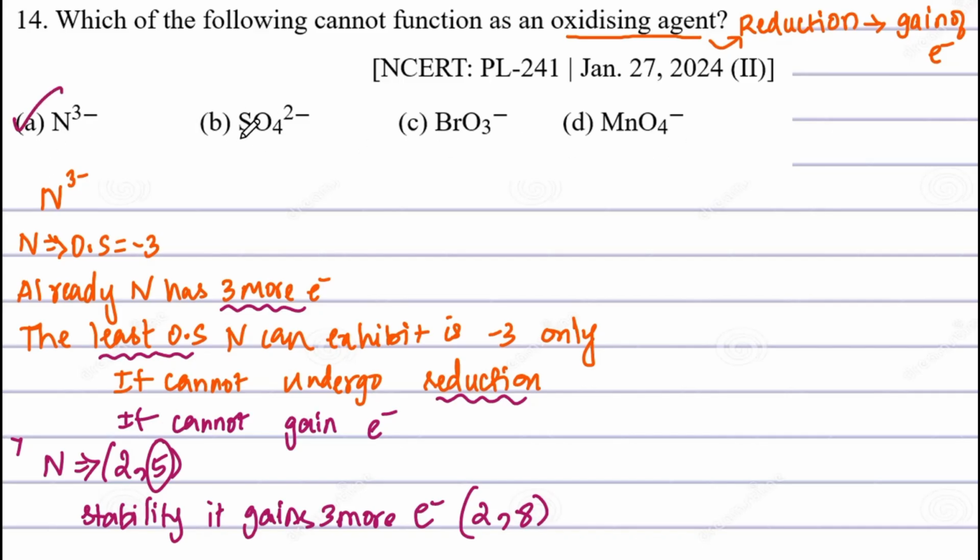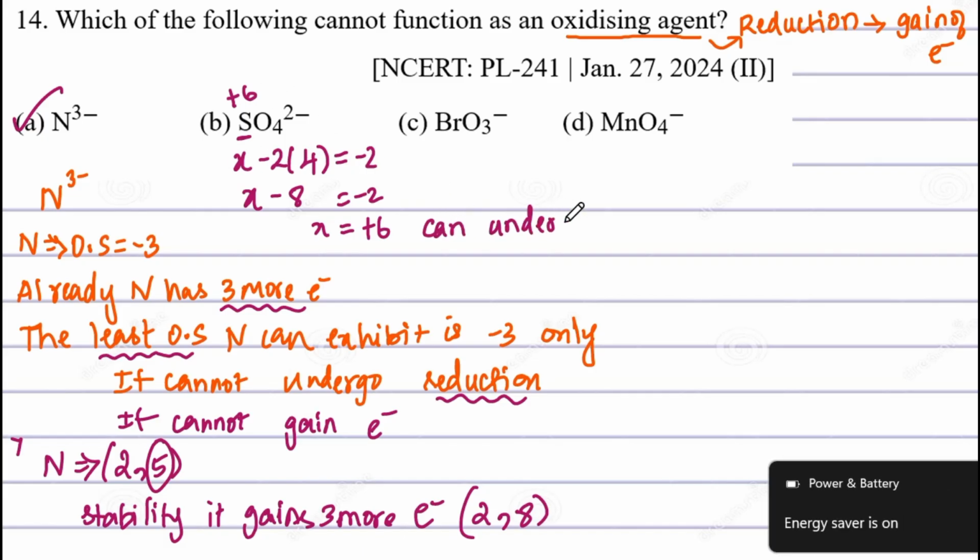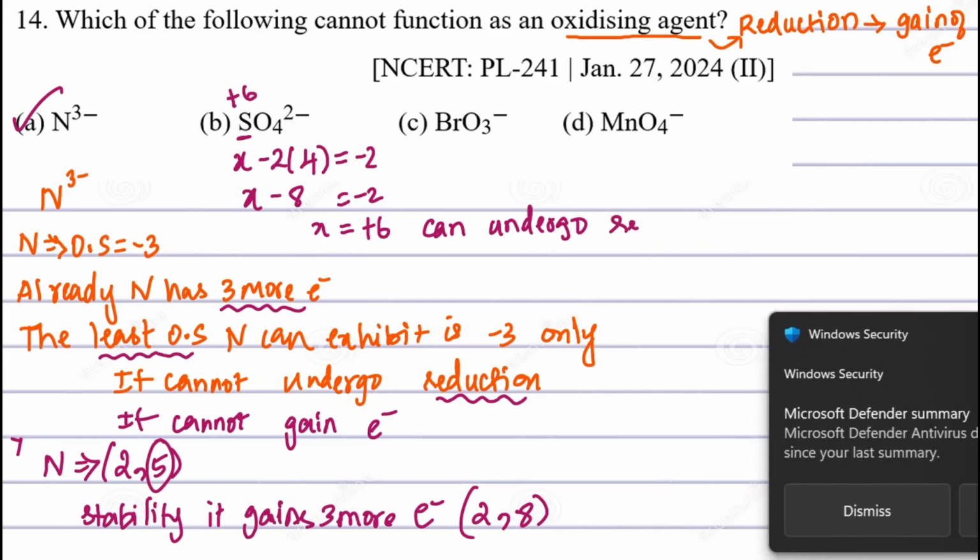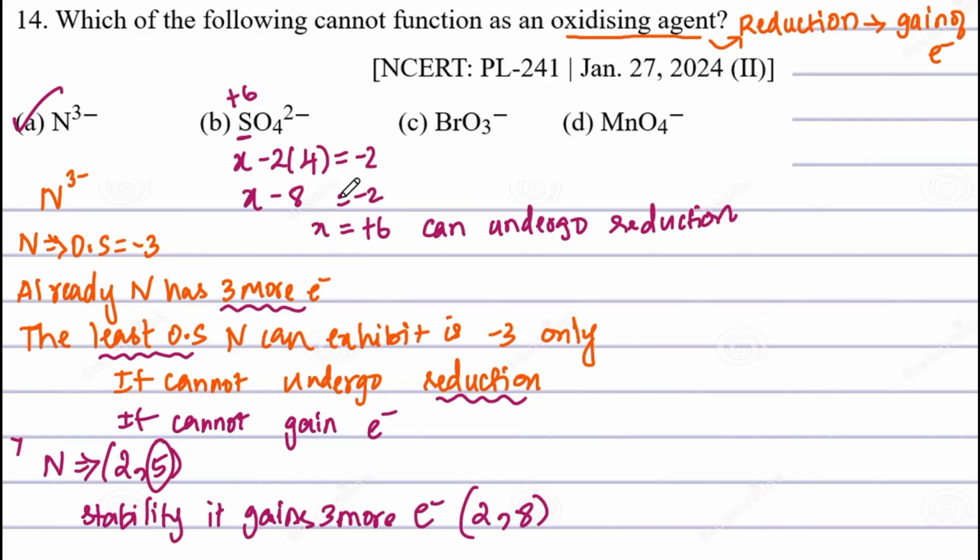Let us see the other options also. SO4 2 minus. Let us find the oxidation state of sulfur. X minus 2 into 4 equal to minus 2. X minus 8 equal to minus 2. X equal to plus 6. So the oxidation state of sulfur is plus 6. So sulfur can undergo reduction, because sulfur can exhibit a lower oxidation state up to minus 2. So in between it is having plus 4 oxidation state also. From minus 2 to plus 6 it can exhibit the oxidation state. So sulfur can undergo reduction.